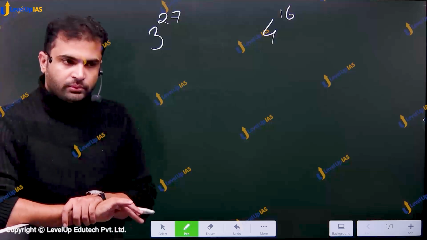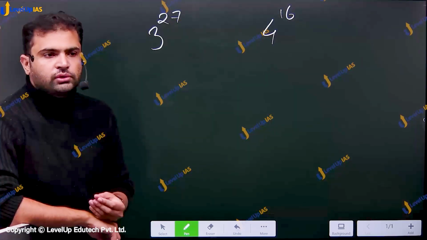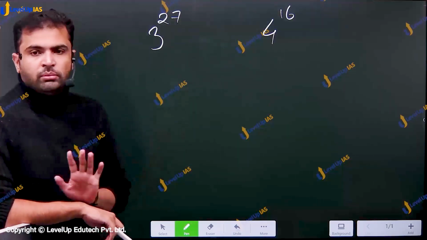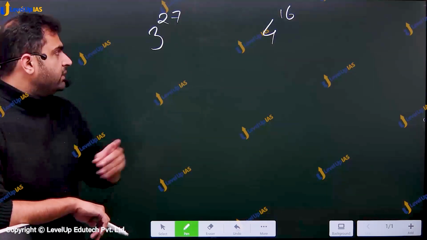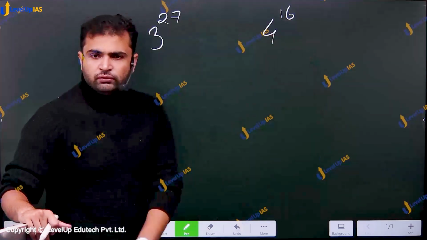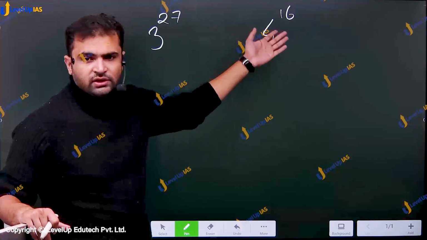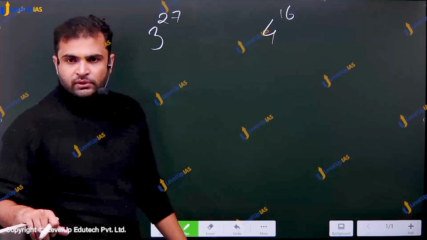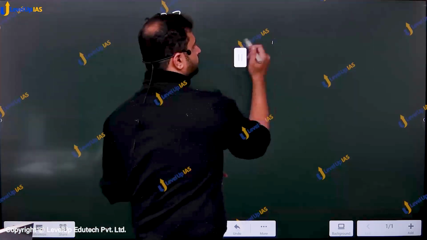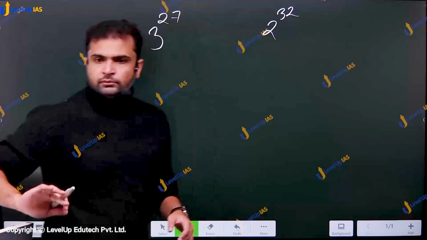So what do we do? What we do is we try to use some known comparison to compare these two numbers. First and foremost, what should we do? We do not want to deal with 4 when we can deal with 2, because we can easily convert this into a power of 2, right? This is 2 raised to 32. Fine.